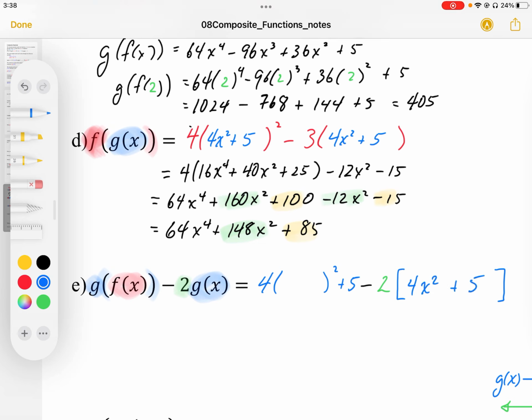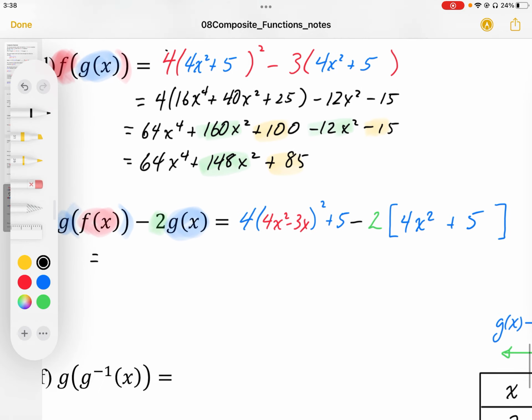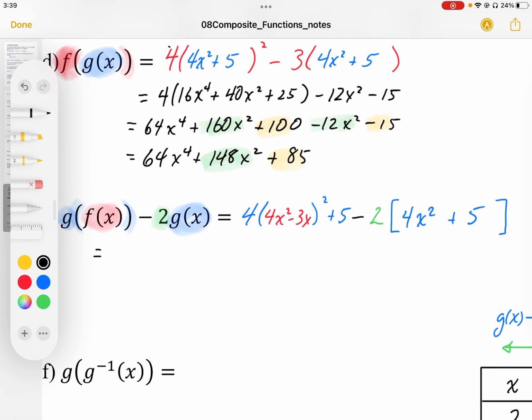Okay, so I have to make sure I know the inside parts, the outside parts, and make sure I group them accordingly. So I still have the embedded function f to put inside. So I'm going to end up putting in the 4x squared minus 3x inside the g function, the first g function. And now I've done my combined functions here, or my composite function. So at this point, I just have to simplify this expression.